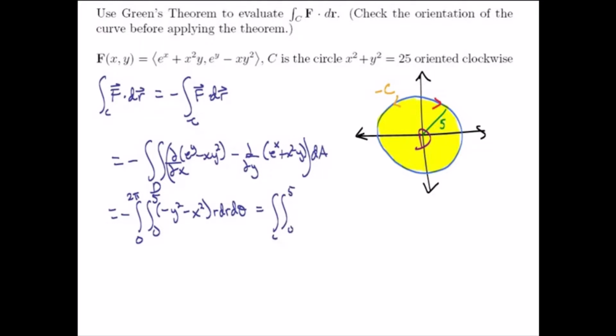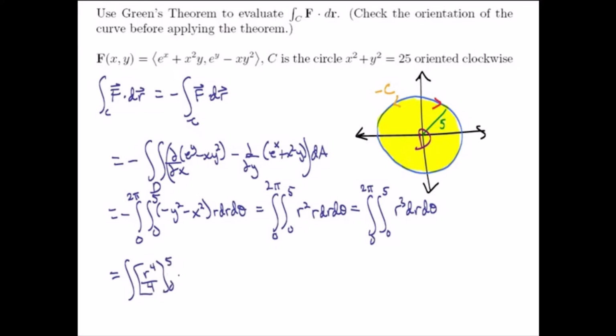And of course, when we convert to polar, x squared plus y squared is the same as r squared. So I have r squared times r dr d theta. And so the double integral from 0 to 2 pi on the outside, 0 to 5 on the inside, of r to the third dr d theta. So let's go ahead and integrate with respect to r. That's r to the fourth over 4. And that's going from 0 to 5.